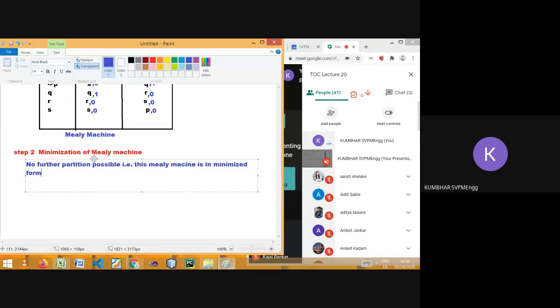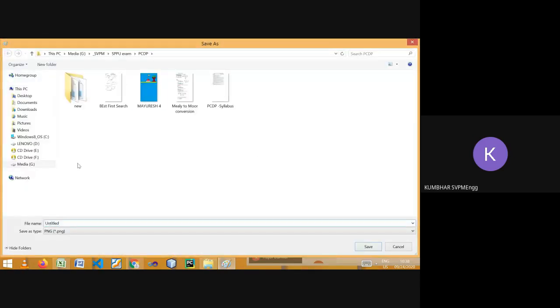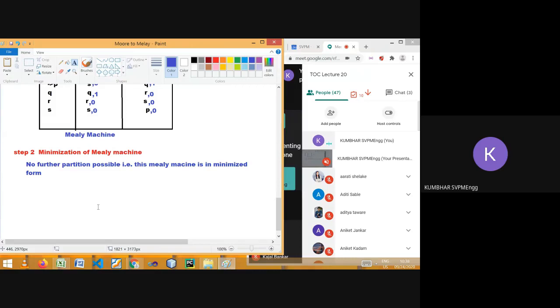But now the question might be in your mind: how can we identify whether it is required or not? Correct? This might be the question in your mind, how to check. We will take one example and then you will understand how you can judge whether minimization is required or not.